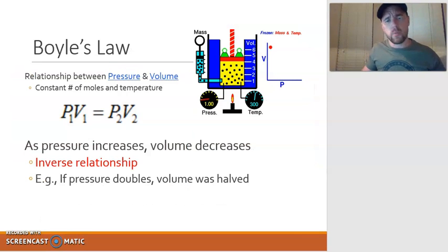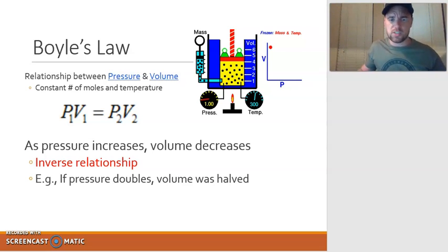Okay, so the first law we're going to talk about is Boyle's law. And Boyle's law, like I said, looks at the relationship between pressure and volume only. So it assumes that the number of moles and your temperature remain constant. They're not changing. So the equation that we're left with when we just look at pressure and volume is P1 times V1 equals P2 times V2. Notice sometimes we use numbers instead of letters. So instead of P initial and P final, we say P1 and P2.